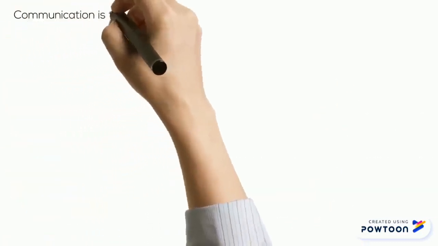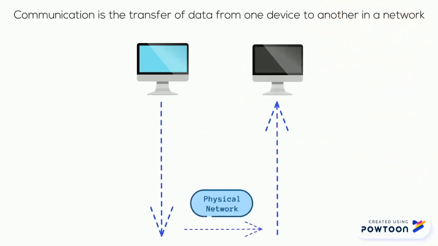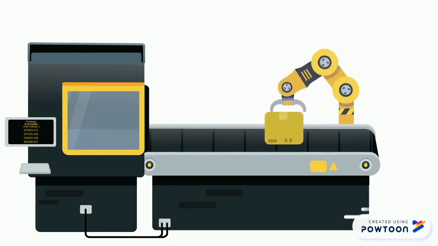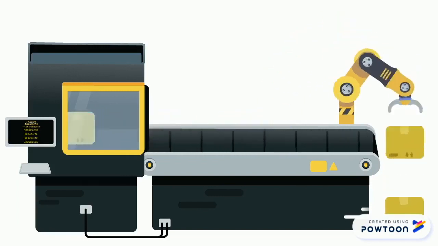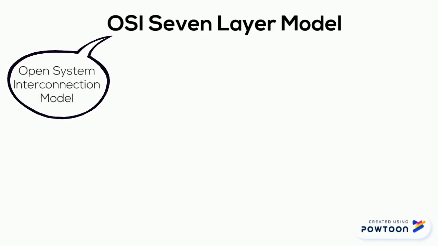Communication is the transfer of data from one device to another in a network. This data must undergo 7 checkpoints to reach its destination or the end user. Think of it as an assembly line. At each layer, certain things happen to the data to prepare it for the next layer. These stages are known as the 7 layers of the OSI model, or the Open System Interconnection model.